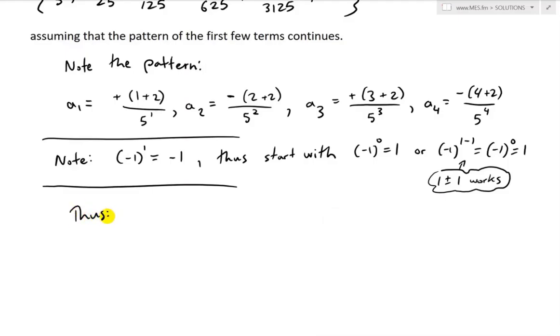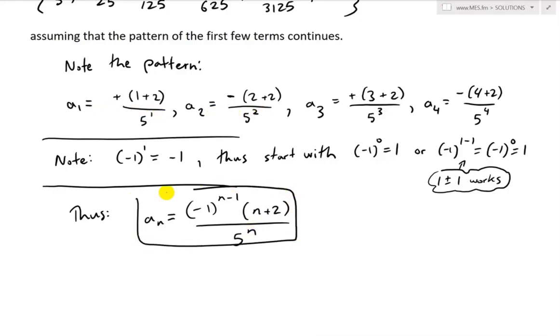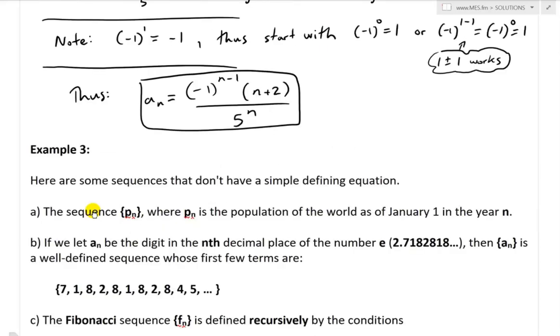So thus, the pattern a_n is going to be equal to negative 1 to the power of n minus 1, because that's just for the first term, then we have n plus 2, and then all divided by 5 to the power of, well, 1, 1, there's 2, 2, so n. Like that. And now let's look at another example.